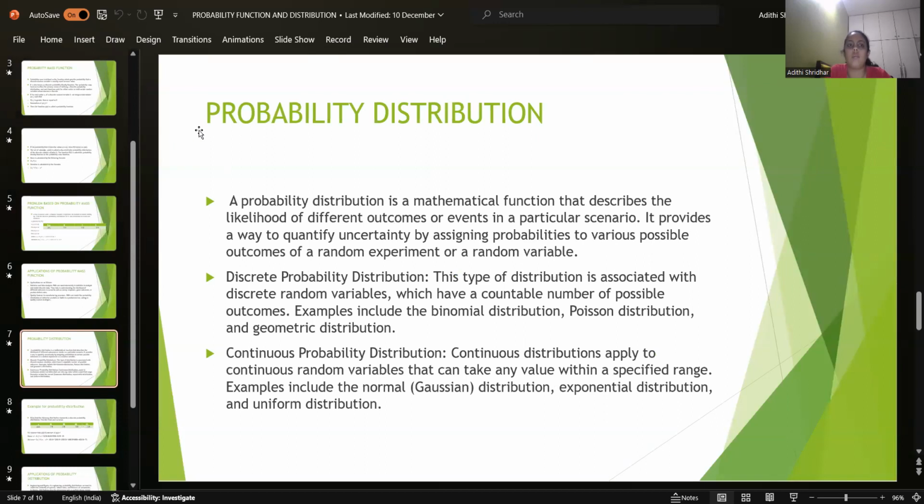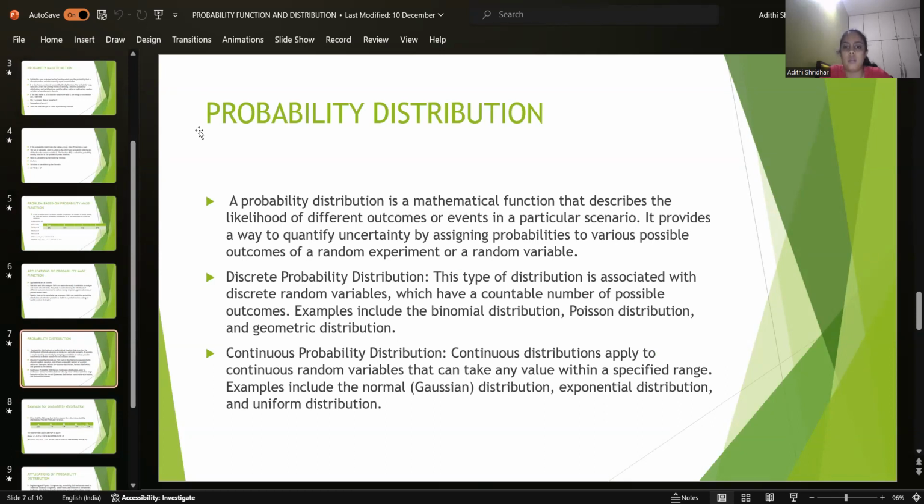Next, probability distribution. A probability distribution is a mathematical function that describes the likelihood of different outcomes or events in a particular scenario. It provides a way to quantify uncertainty by assigning probabilities to various possible outcomes of a random experiment or a random variable.